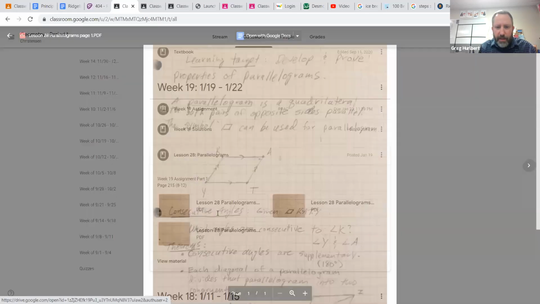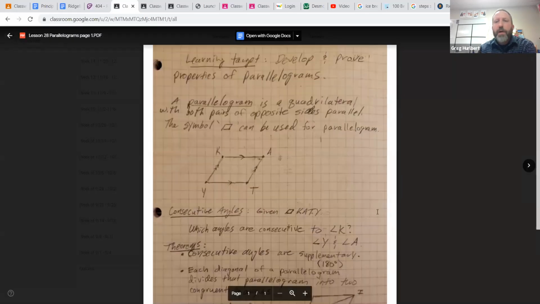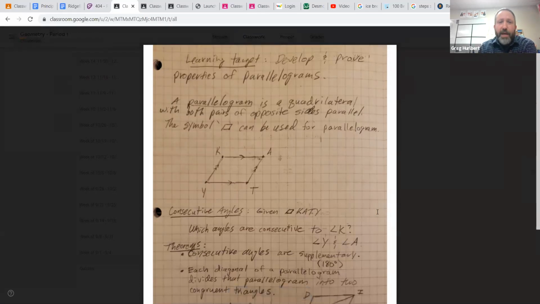Well, let me get that back. We'll start here. So this is our learning target. We want to develop and prove some properties of parallelograms. And a parallelogram is a quadrilateral, so it has four sides.